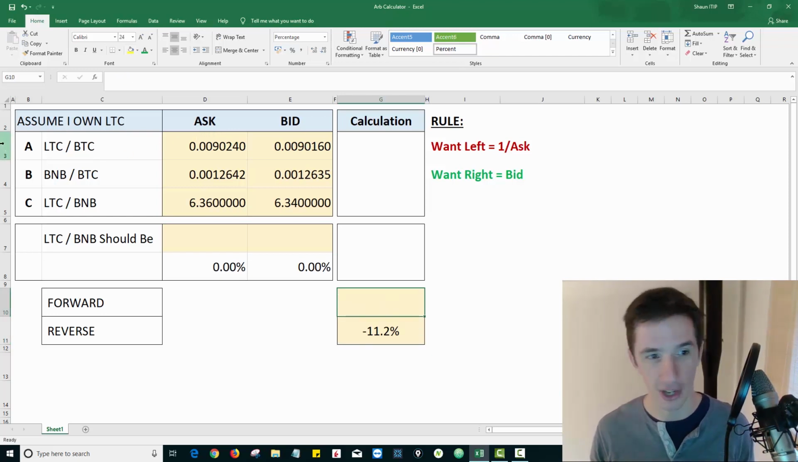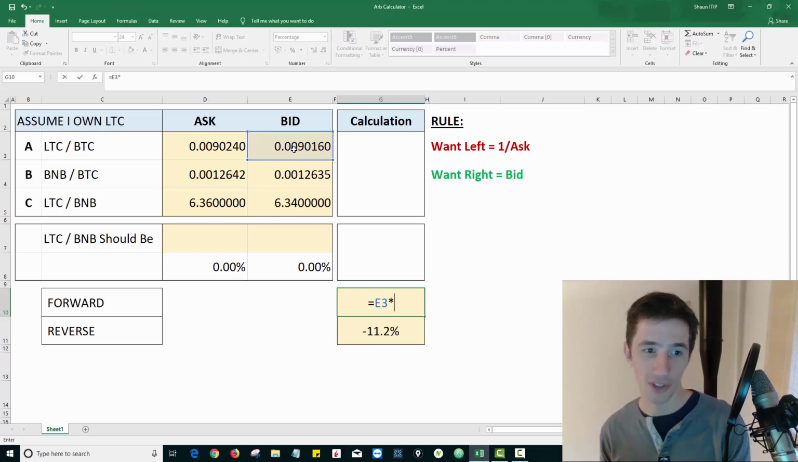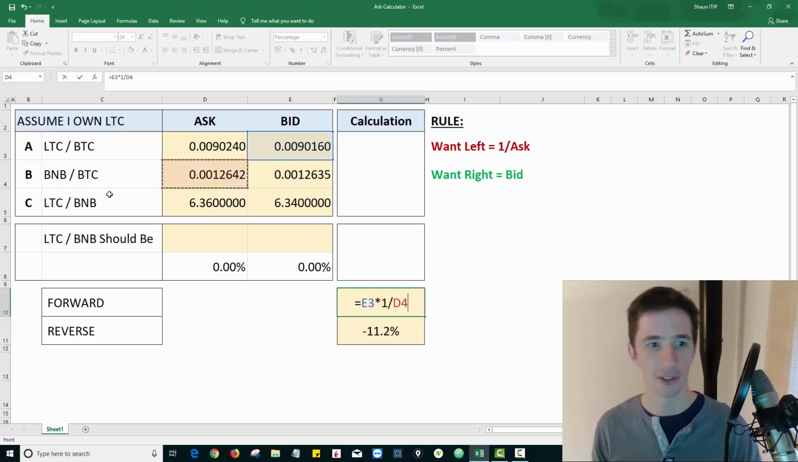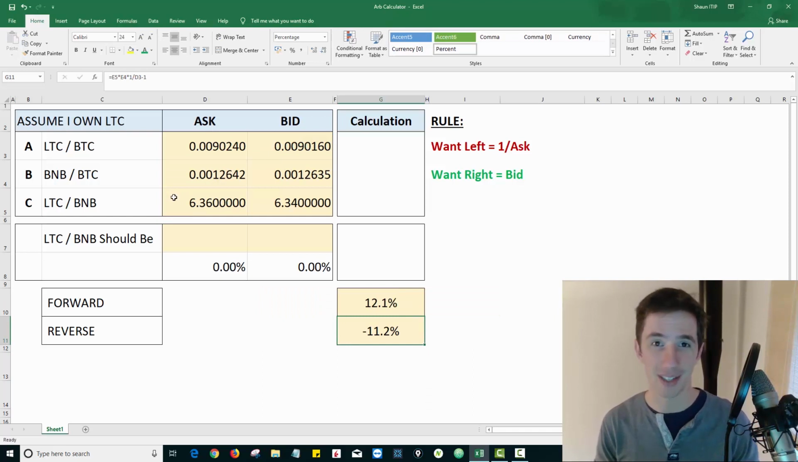So the forward calculation means we're going to start with order book A. Again, we own Litecoin, but we're starting with order book A. Now I've got Litecoin. I want what's on the right, which is BTC. So what I want is on the right, which means to take the bid. And now I've got BTC and I want what's on the left. So I need to take the ask. I'm going to multiply that by 1 divided by the ask over here. And now I'm holding BNB. So now I go to this order book. I've got BNB, and I want to exchange it for what's on the left. So once again, times 1 divided by the ask. And deduct 1, 12.1% arbitrage opportunity. And if you go back and watch the last video we did, you'll see that same 12.1%.